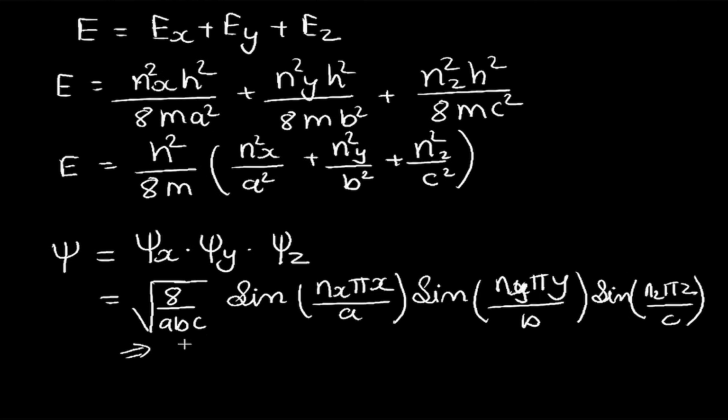Also, we know that length, breadth and height, a into b into c, is equal to the volume, and hence this could be written as under root 8 by V, and other things will remain as such. So abc could be replaced in place of volume, and this is the normalization factor, and this is the normalized wave function.